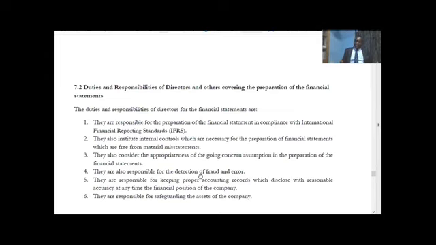Because don't forget that the financial statement is prepared on the basis of going concern, in that the company will continue to exist into the foreseeable future. That is why you see the financial statement prepared. You see that there is a sign of continuity.